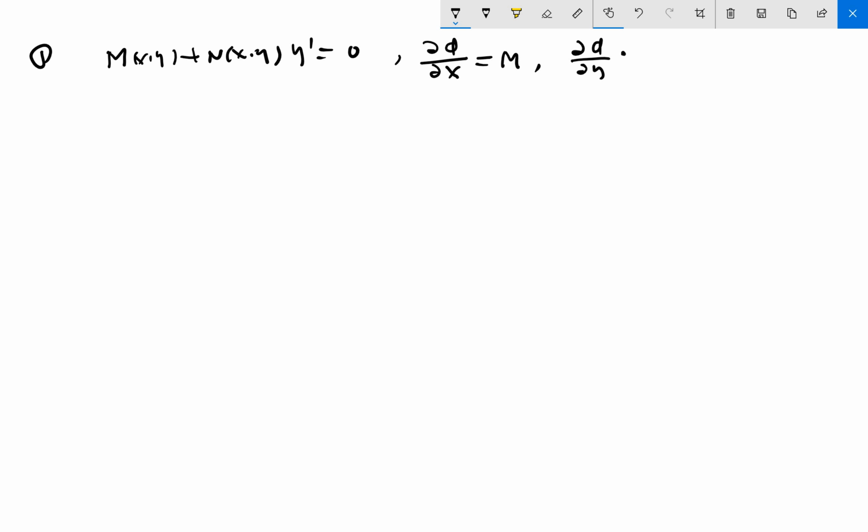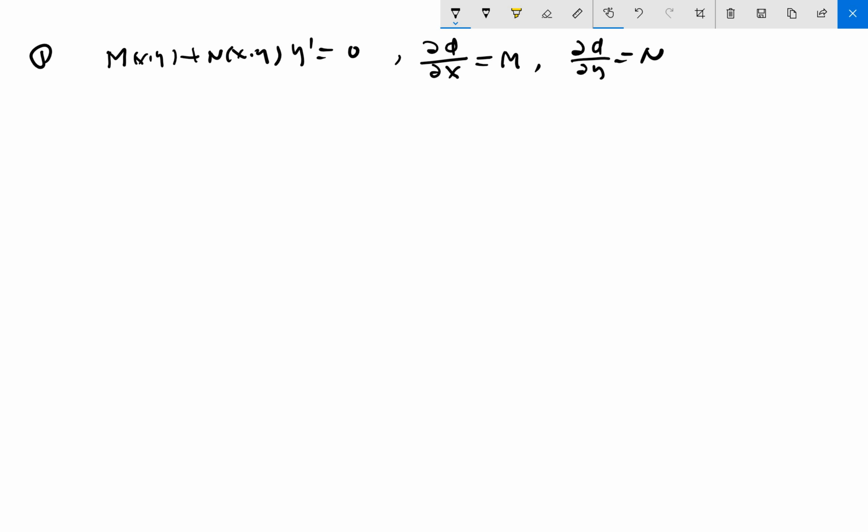Say we have this equation, M(x,y) plus N(x,y) y prime equals 0. Still call that equation 1. So this equation is exact. What does that mean? That means there must exist a phi such that the partial of phi with respect to x gives you M and the partial of phi with respect to y gives you N. If the equation is exact, then this is true.